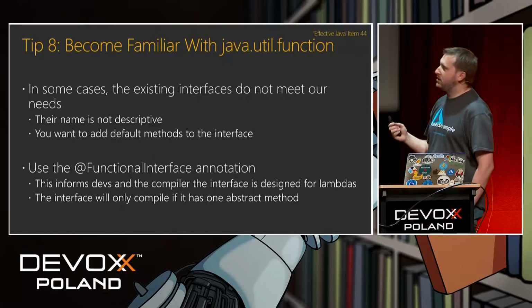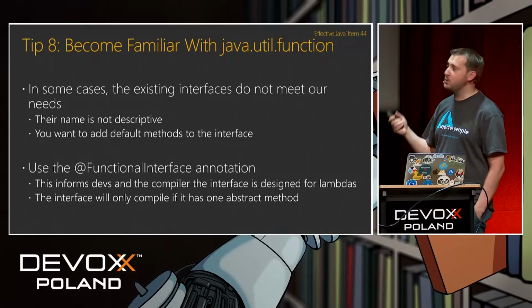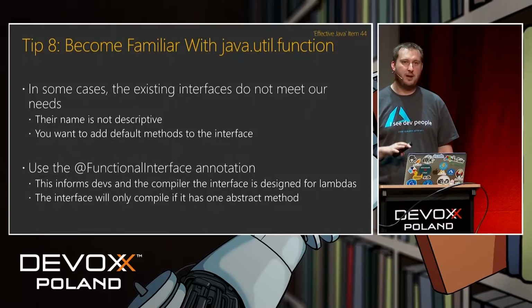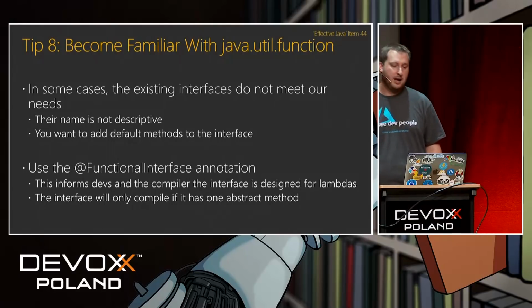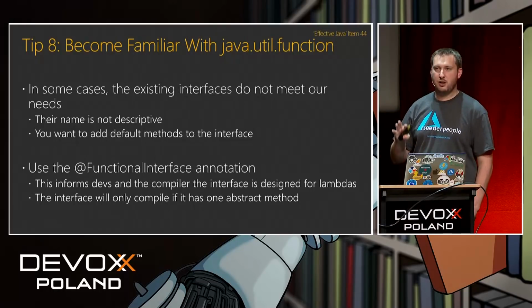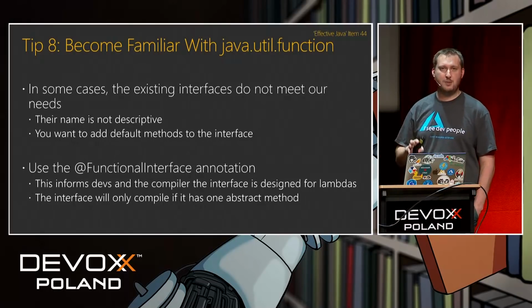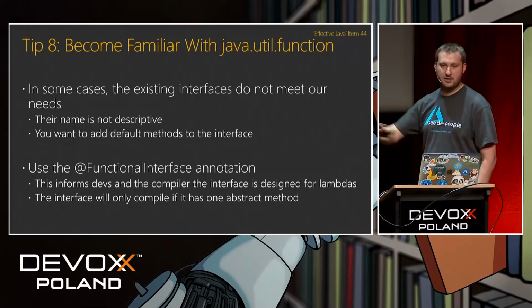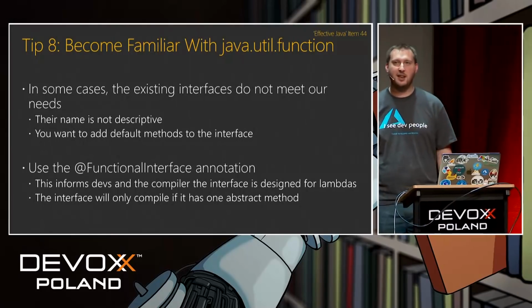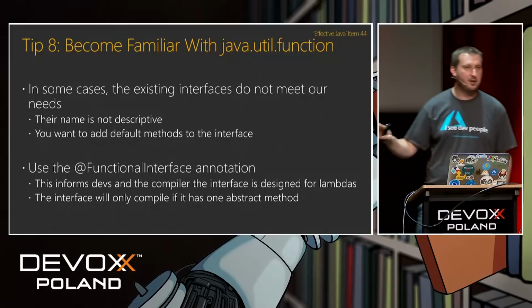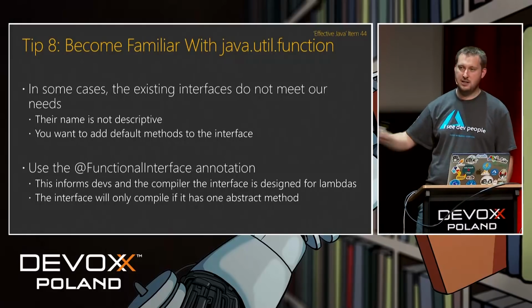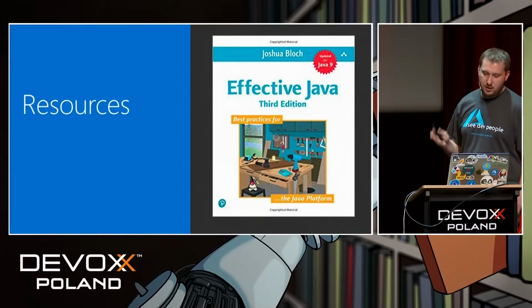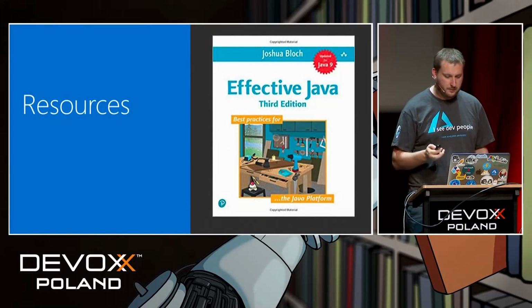So if you do decide to write your own functional interfaces, Java has this concept of a @FunctionalInterface annotation. And this informs the developer, but more importantly, the compiler that it is designed for Lambdas. And so the compiler is going to make sure that there's only a single abstract method in that class. And if there is more than one abstract method, for example, if one of your colleagues comes in and decides to add their own functionality into it and it makes it no longer usable as a Lambda expression, it's going to fail compilation.